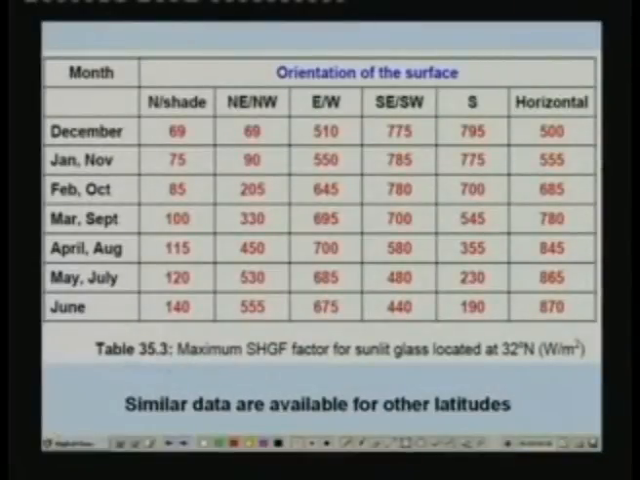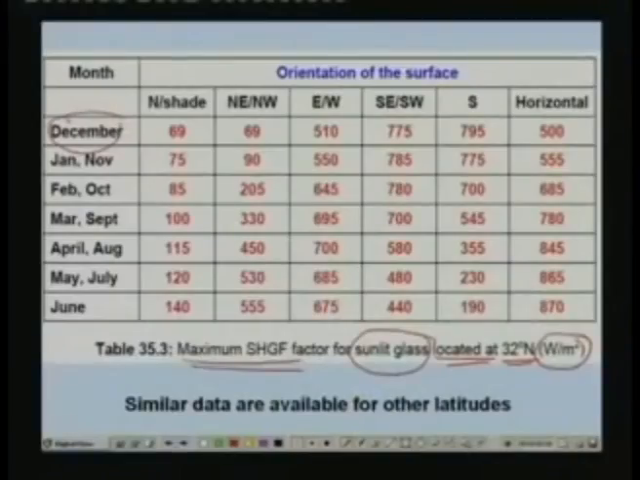This table gives maximum solar heat gain factor for sunlit glass located at 32 degrees north latitude, and the units here are watt per meter square. For example, for the month December, if the window is facing north or the window is shaded, then you find that the maximum solar heat gain factor is 69 watt per meter square in December, it is 75 watt per meter square during January and November, it is 85 during February and October, and 100 during March and September, like that.